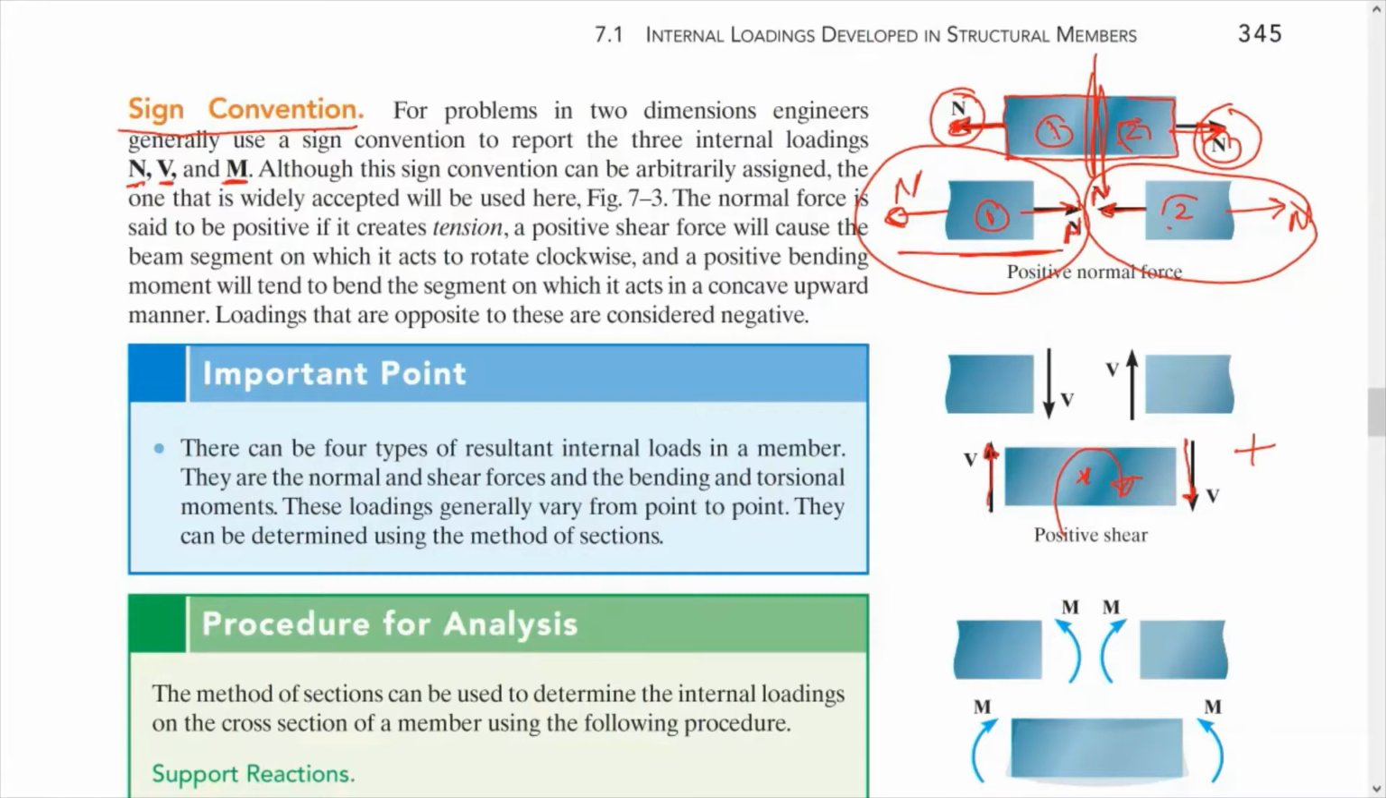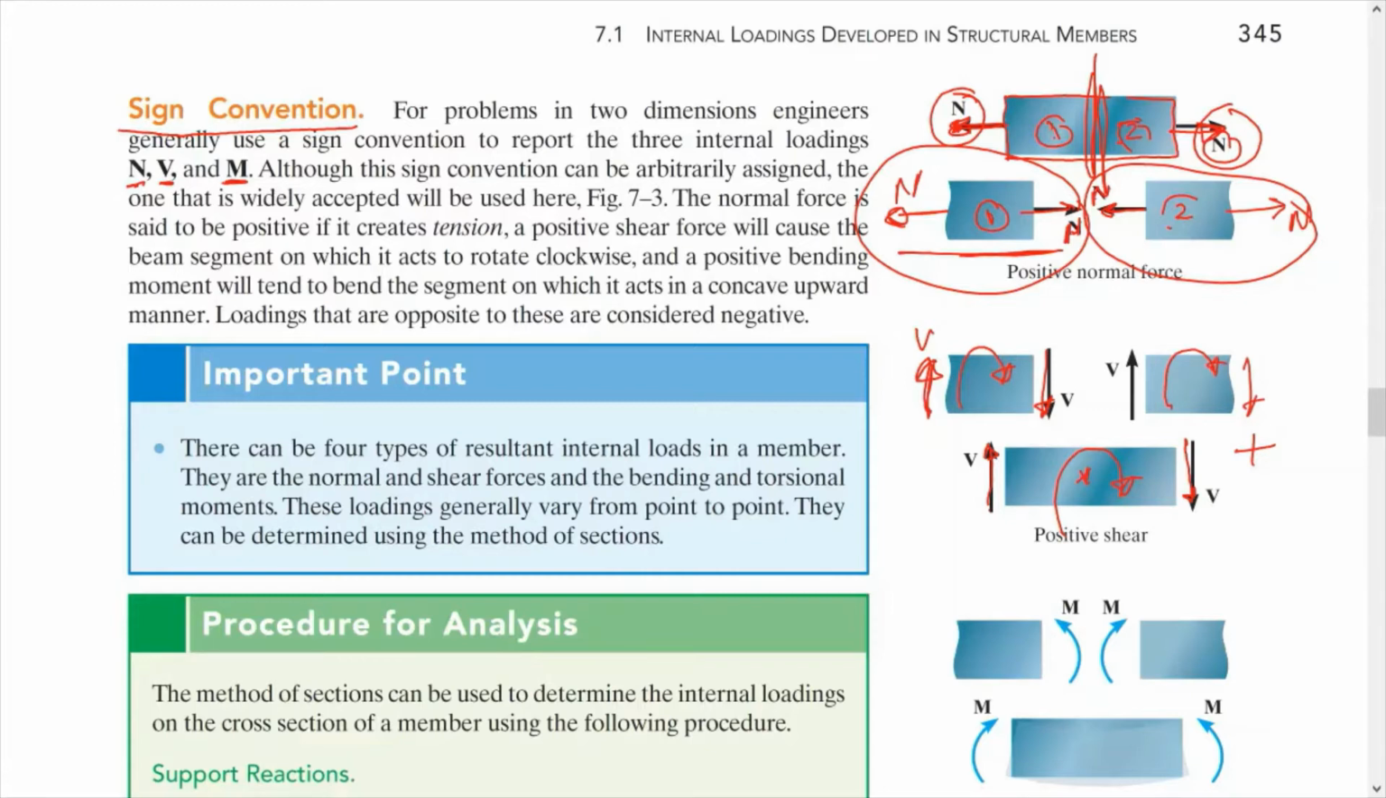يعني هون يا شباب if we do have this, okay, V هون, so this one is going to be positive لأنه هذا فعليا it's going to rotate to the clockwise. Similarly here, this one is going to be positive to this way.